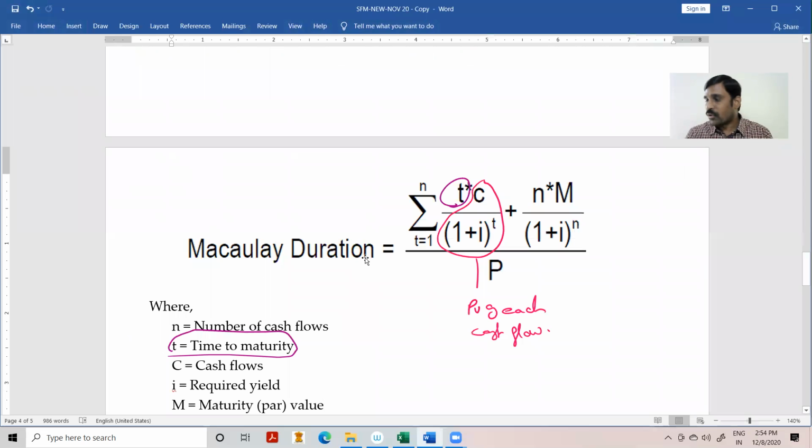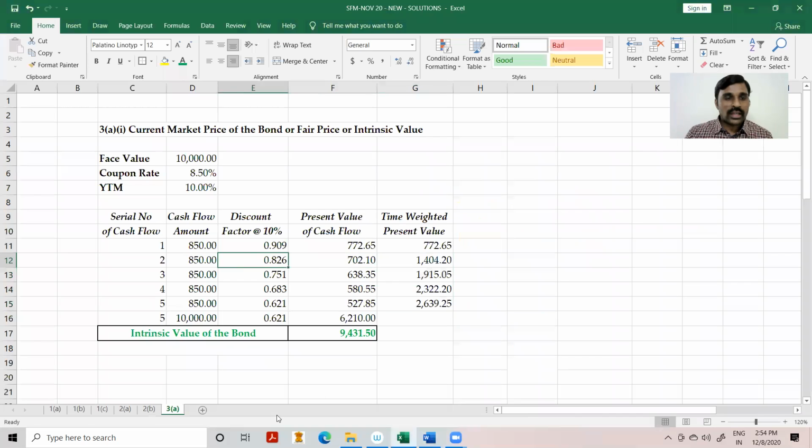Next, we have to take out this point. M refers to what? Maturity or par value. Multiplied by N, the number of cash flows. The number of cash flows is 5 cash flows.